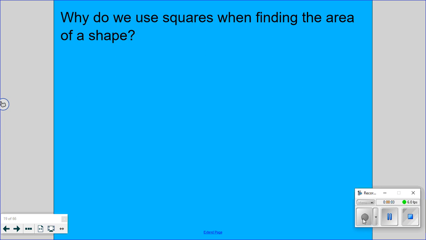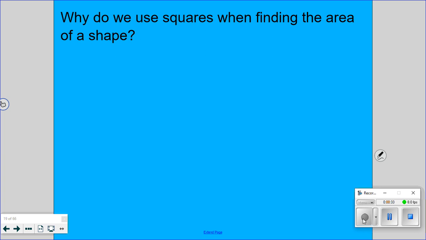Finding the area of a shape using the square tiles to figure out the area of our desk. We use square sticky notes. Why did we do that? Emma, why did we do that? Because a square can measure the length and width.